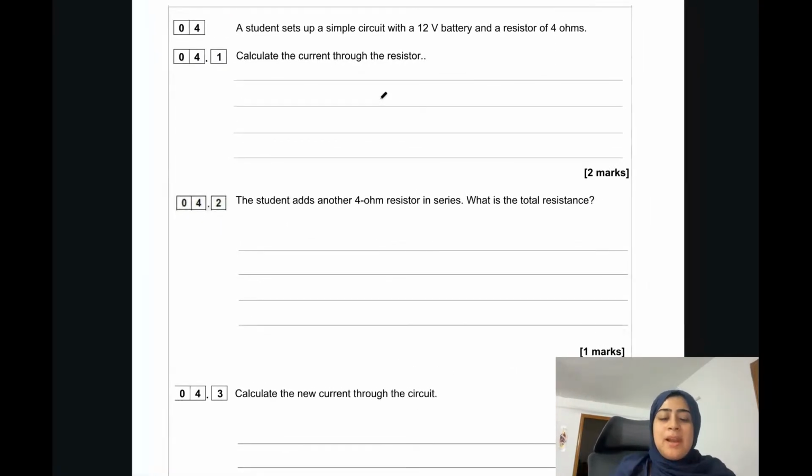Okay, got some nice electricity questions now. A lot of students struggle on these, so pay really, really close attention. So it says a student sets up a simple circuit with a 12-volt battery and a resistor of 4 ohms. Calculate the current. So we know V equals IR, and we know I is V over R. So it's just 12 over 4, which is 3, and the unit is amps, which you could just write as A.